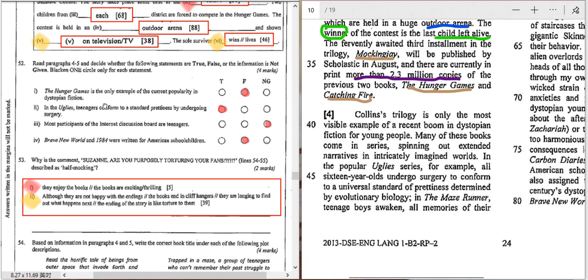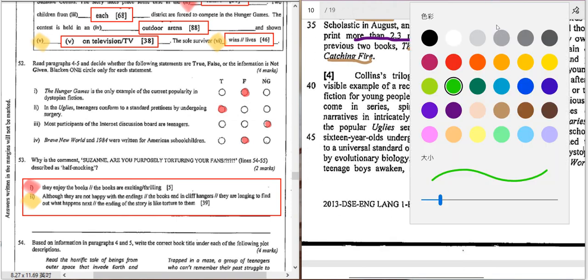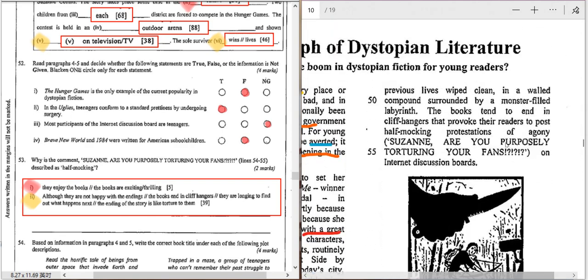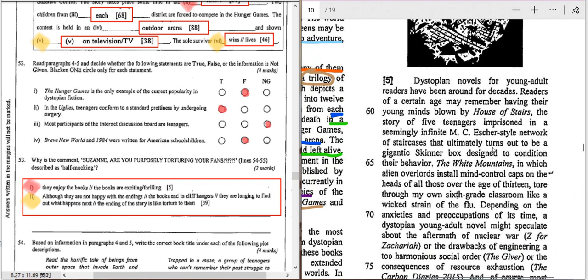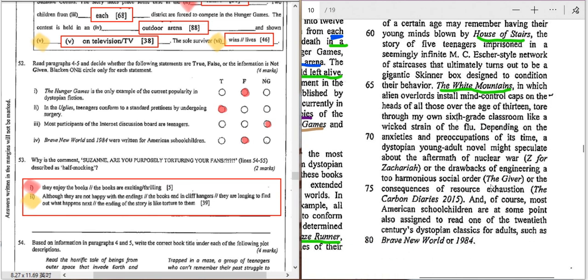So let's go through it. The Hunger Games is the only example of the popularity. Well, of course not. If you go through it very quickly, you find a number of examples of dystopian literature, like Uglies, the Ugly series, the Maze Runner, etc. When you move on to the next side of the article, you find some more, like the House of Stairs. So that's what you can do while you are doing the paper. Underline names, keywords that may help you better understand.